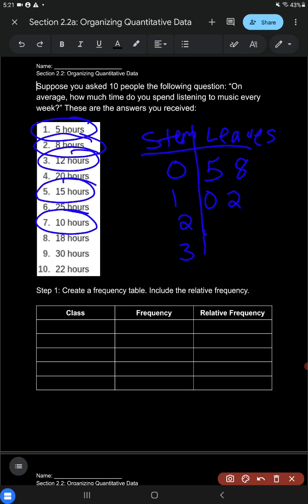I have a 15 as well. I've already got the 1, so I write the 5. And then 18, I would put the 8. And that's it for that row. Those are all the numbers that fall in the teens. Then I move on to the 20s category. I have a 20, a 22, and a 25. And lastly, I have a 30. So when you read a stem and leaf plot, the stem is your tens digit, the leaf is your ones digit, and usually we list from least to greatest, but technically you could also go from greatest to least if you chose to.